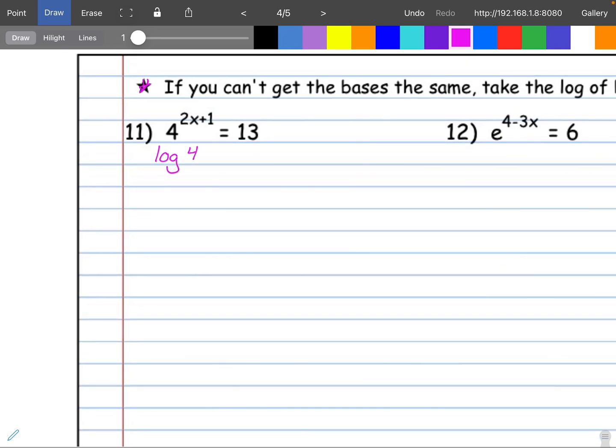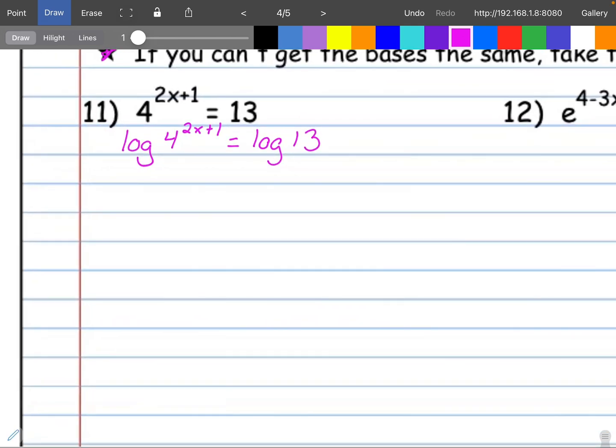So log, understood base 10, of 4 to the 2x plus 1 power. Literally all I did is put log in front of what was already there. Same thing on the other side. If I take the log of the other side, I'm going to do log, using the understood base 10 again, of 13. So I literally just put log in front of what was already there.